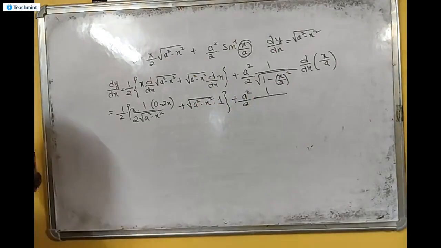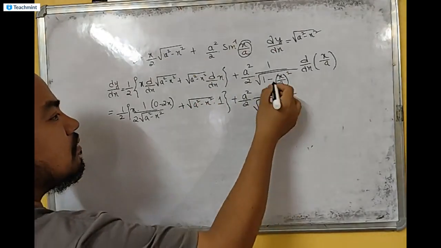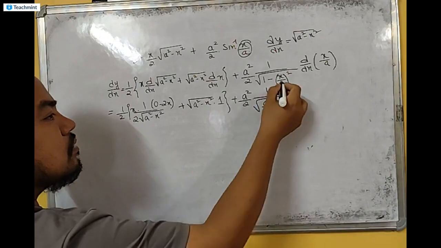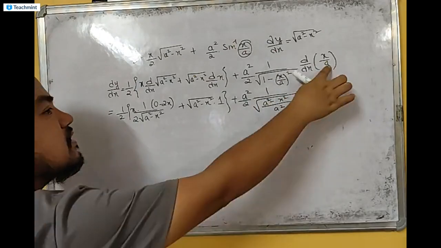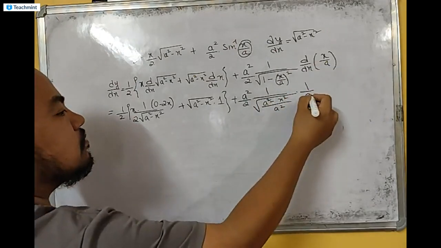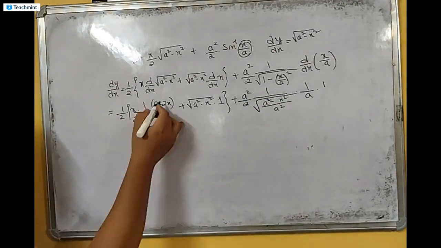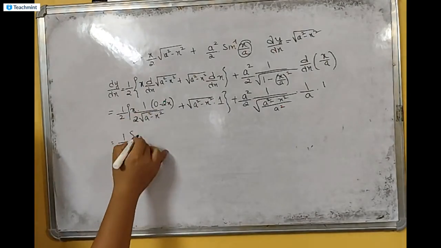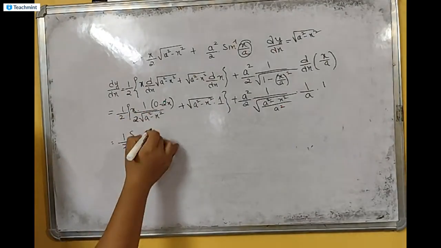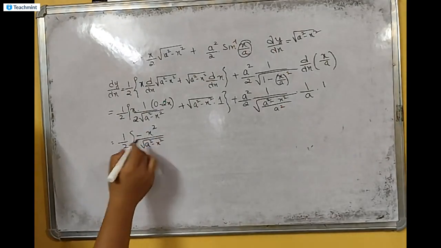Let me simplify this further. What is the LCM, guys? LCM is a square minus x square. And what is the derivative of x by a? Isn't a a constant? So a comes out. So x is left, and you know the derivative of x is 1. 2 and 2 get cancelled. So can you tell me the final part, what is left? Minus x into x square divided by root a square minus x square.